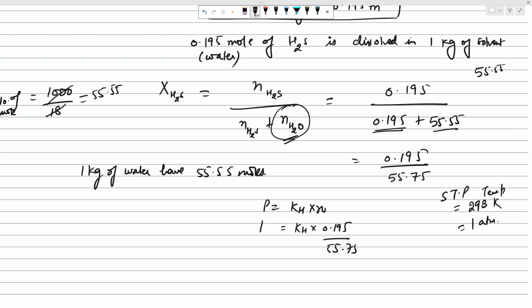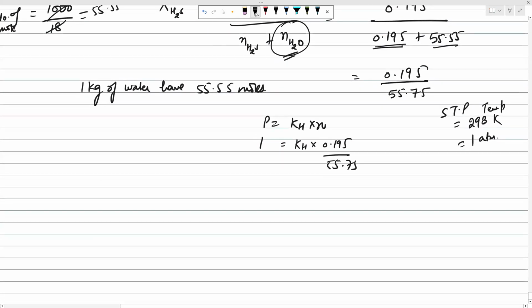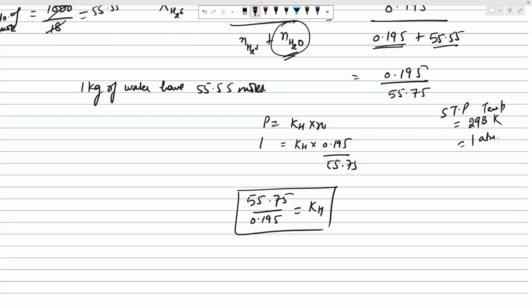So when you cross multiply this one, you will get this value. You will get 55.75 divided by 0.195 is equal to KH. Okay. Now find out the value of this one. Try to find out the approximate value. Just tell me the approximate value. I will be satisfied with that one. Tell me the approximate value.